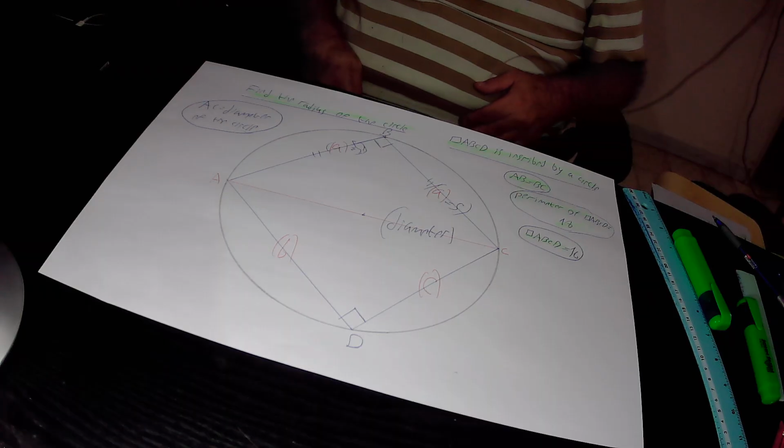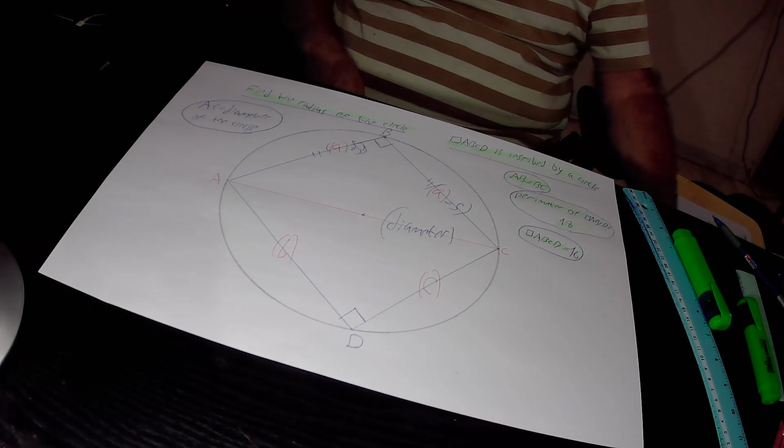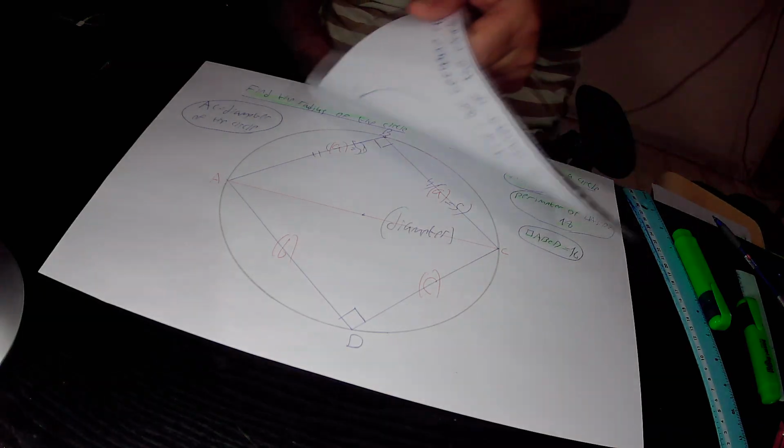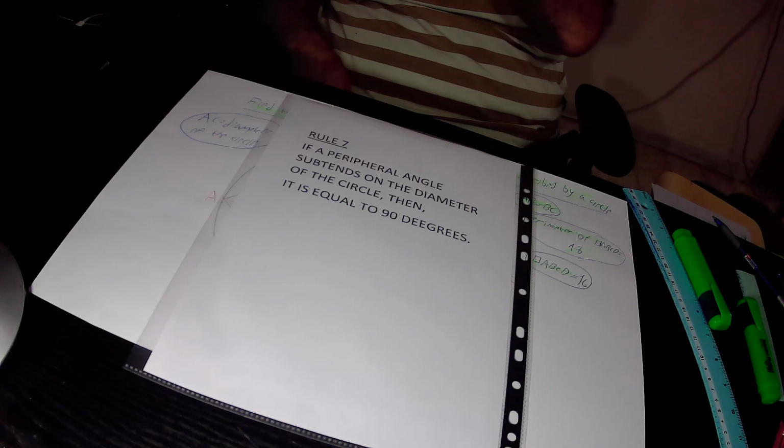In the next step, we implement Rule 7 in our drawing. Repeat quickly Rule 7. According to Rule 7, if a peripheral angle subtends the diameter of the circle, then it is equal to 90 degrees in its size.